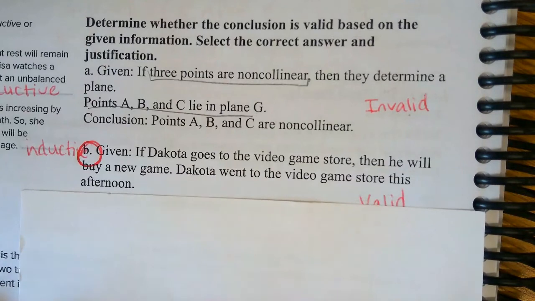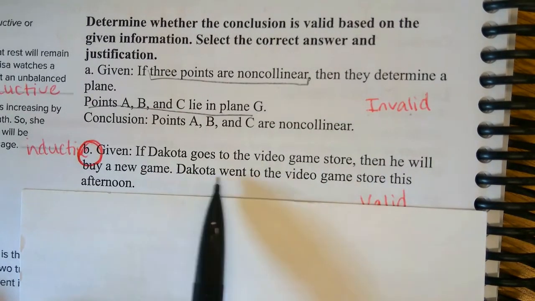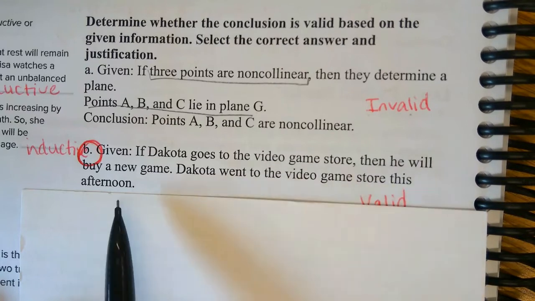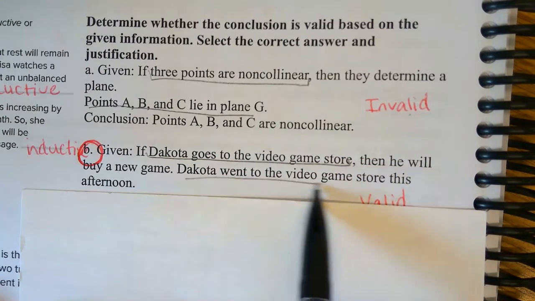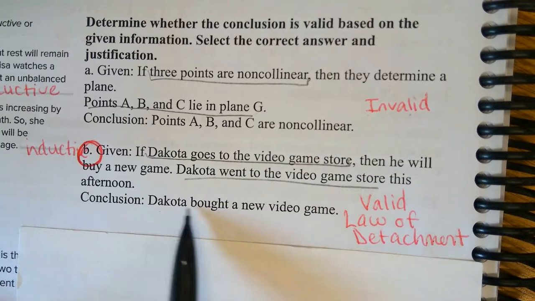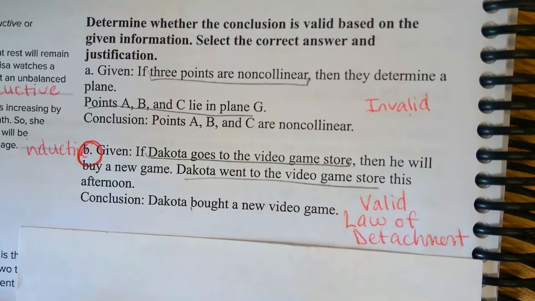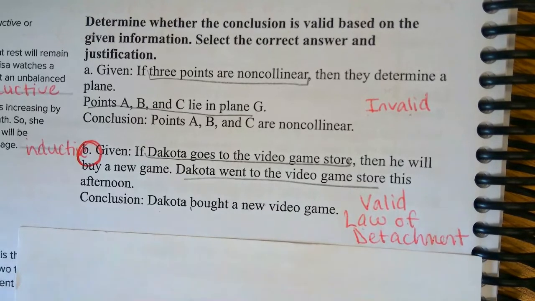Letter B. If Dakota goes to the video game store, then he will buy a new game. Dakota went to the video game store this afternoon. My statement matches my hypothesis this time, so this would be a valid conclusion that Dakota bought a new video game. My reasoning would be law of detachment.